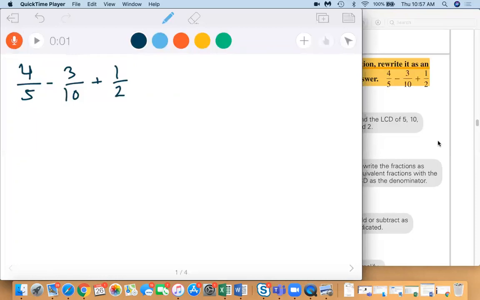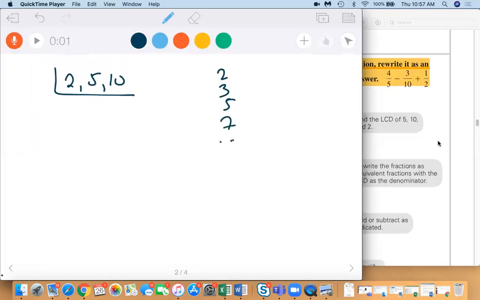So we have 2, 5, and 10. Remember, we start with 2, 3, 5, 7. Those are my list of prime numbers starting from smallest to biggest. And then if we need to go on, we go more.